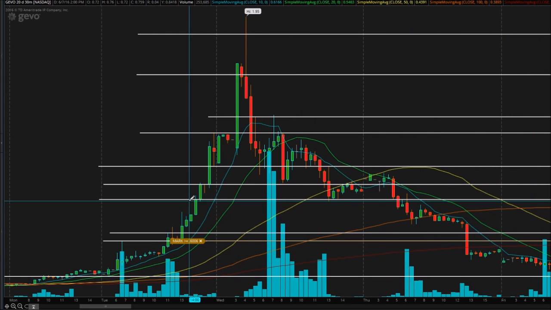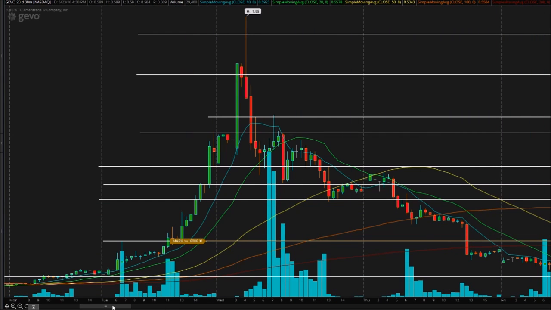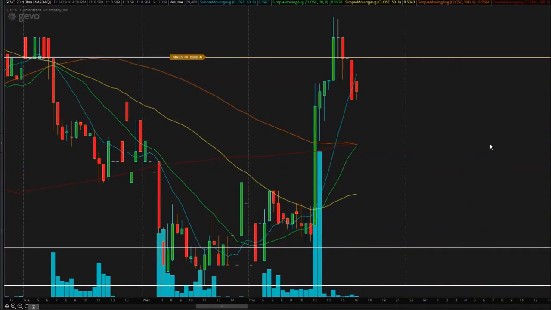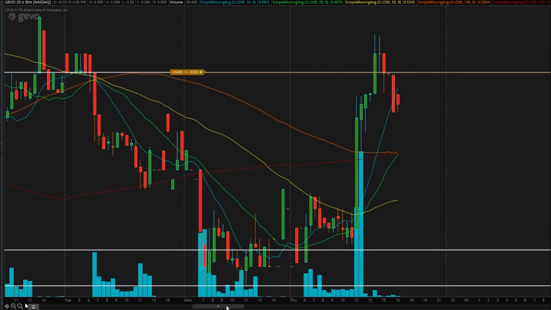So it's not a solid resistance area, but just keep in mind, if we do break out of 60 cents, we might have to break out of 65 cents as well before these averages really get into the entire bullish order. But 60 cents would be the start of the breakout. We did break 60 cents here, but it was very weak and we couldn't hold the support. So it wasn't quite strong enough.